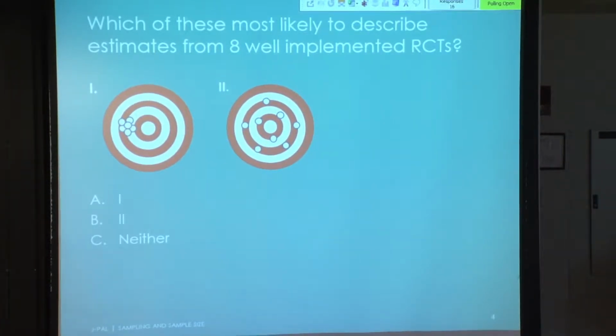Okay, polling's open. I've got 16, 17. Oh, I was told there were 19 people, but we seem to have got up to 20. Okay, great. So let's see.